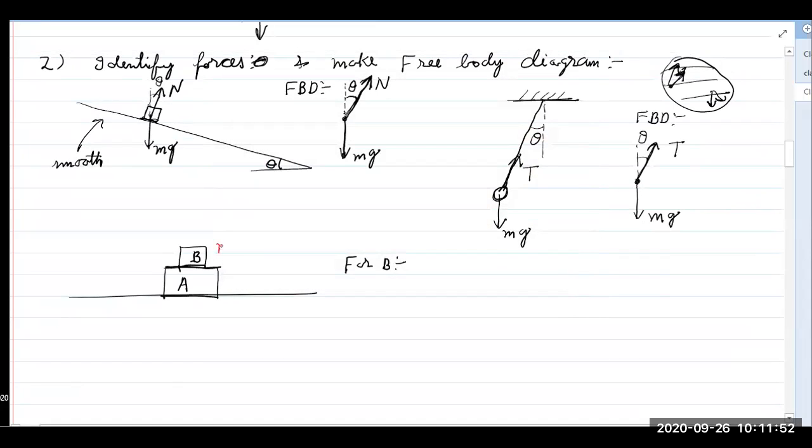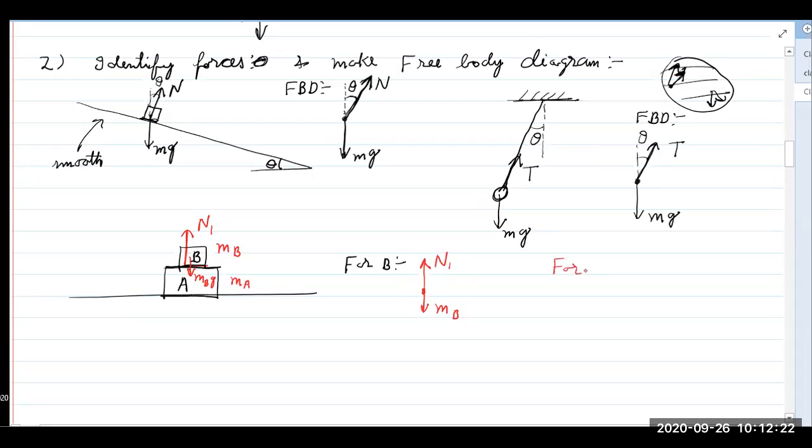One is its weight. Suppose its mass is mb, and the mass of A is ma. So first on B is its weight, mbg, and since it is kept on the surface of A, A will exert a normal. Suppose this is called N1. So these are the only two forces acting on B. So the free body diagram of B will be N1 upward and mbg downward. So this is for B.